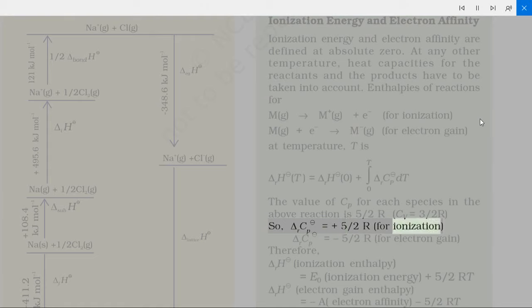For ionization, ΔrCp is equal to 5/2 R. For electron gain, therefore, ΔrH, ionization enthalpy, is equal to E₀, ionization energy, plus 5/2 RT. ΔrH, electron gain enthalpy, is equal to −A, electron affinity, −5/2 RT.